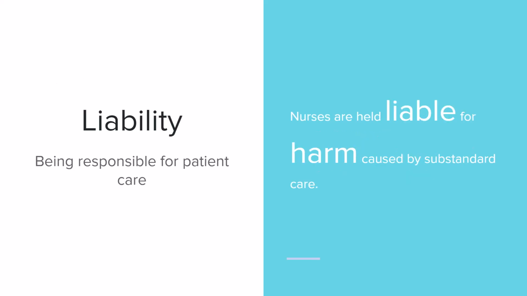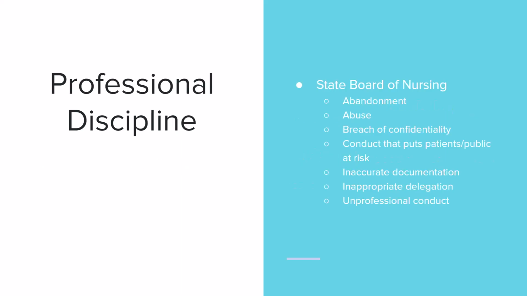So next up, we've got liability, and this is being responsible for patient care. This means that you're held liable for harm that is caused by substandard care. So that's why knowing the standards of care is really important. You are a nurse and you have passed the NCLEX and you've shown that you have developed some level of competency, and if you do not meet that, then you can be held liable when harm is caused to your patient by substandard care. If that happens, one of the things that can happen is professional discipline, and this is done by your individual state board of nursing.